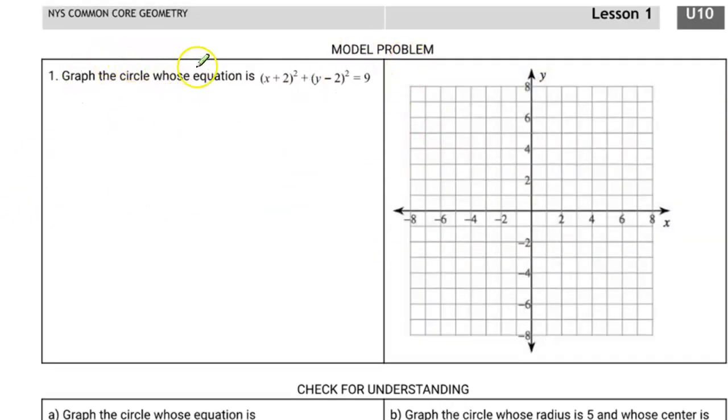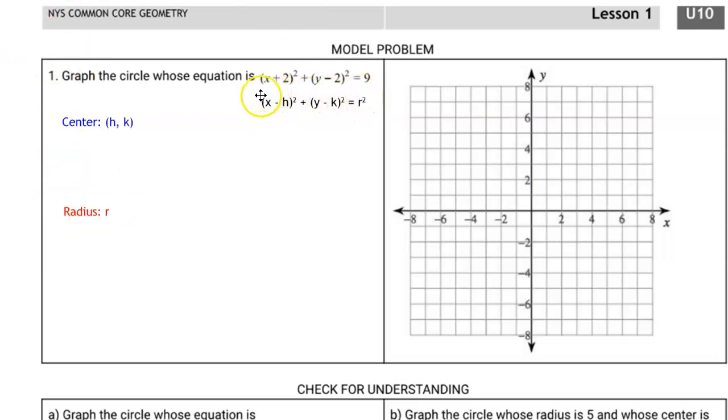It says to graph the circle whose equation is (x + 2)² + (y − 2)² = 9. Well, we need two pieces of information from this equation. We need the center and the radius. Now we know in a circle equation, the center is going to be at h comma k. And we know that the radius is going to be symbolized as r.